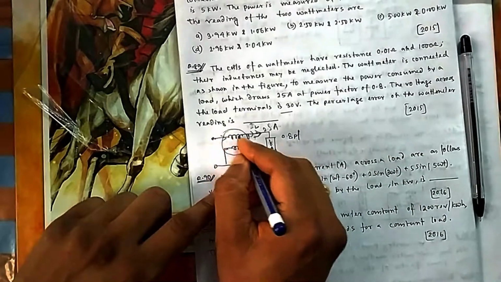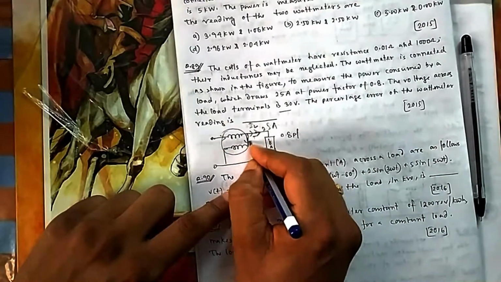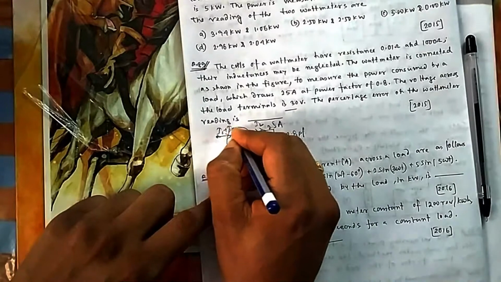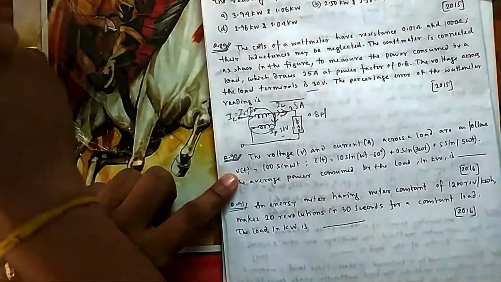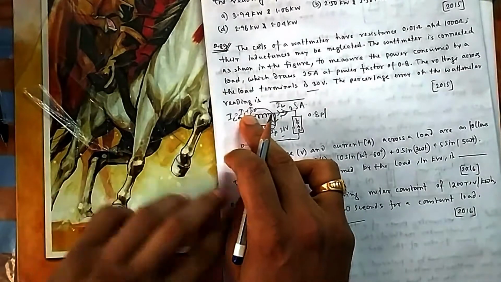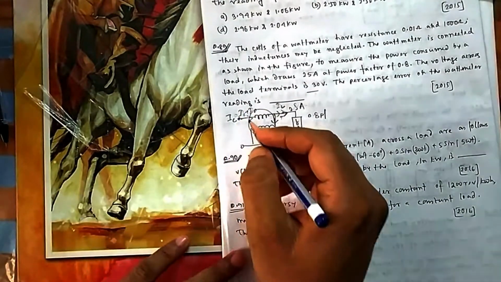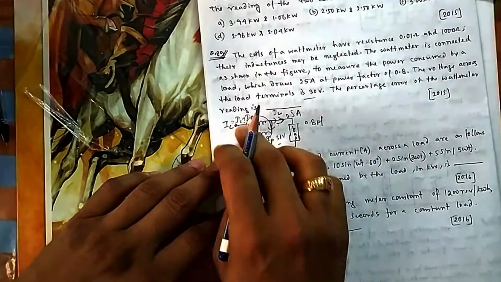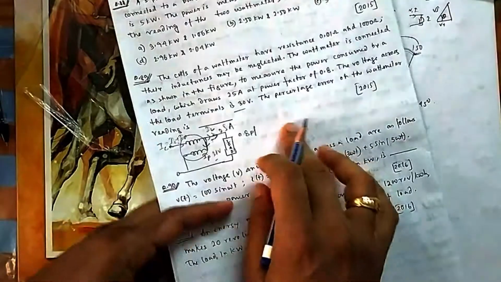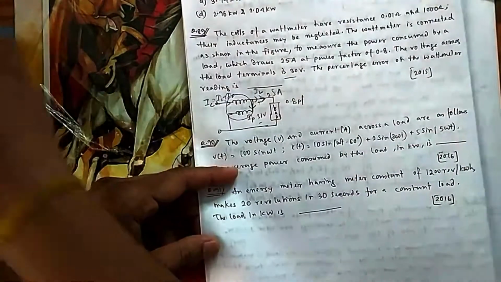But the current that is measured by the current coil is this IL plus IP, the actual current plus this, and that is the current measured by the current coil CC. So because the current measurement is erroneous, involving this current also, that's why error is coming in the measurement. So let us calculate how much current it is measuring, then we will proceed.